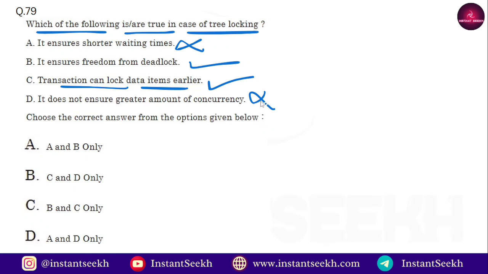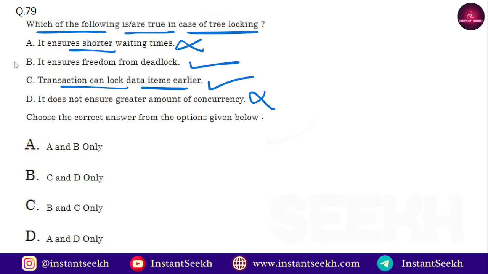Tree locking does not necessarily ensure shorter waiting times, because waiting time depends on various factors like workload and specific implementation of the locking protocol. And here option D, tree locking can actually ensure a greater amount of concurrency because it allows for more flexible lock acquisition compared to the strict two-phase locking protocol.